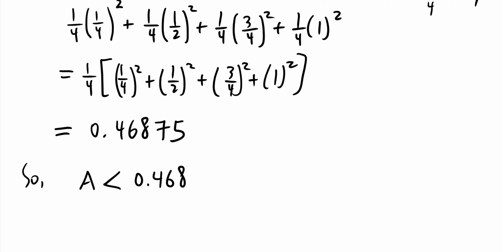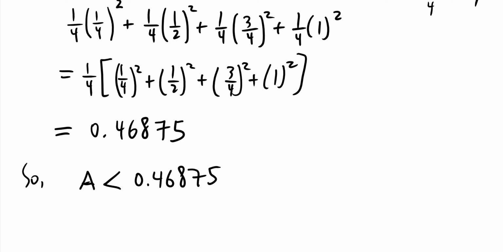So what we did here, actually, we put what we call an upper bound on the area. This means the actual area will not be more than or equal to 0.46875. It's going to be less than that. We don't know how far less, but we know it's less than that.